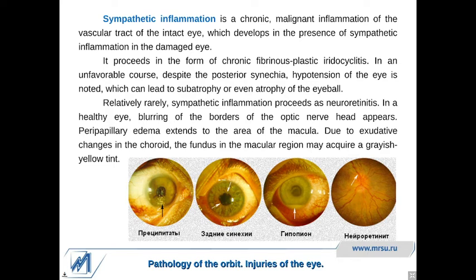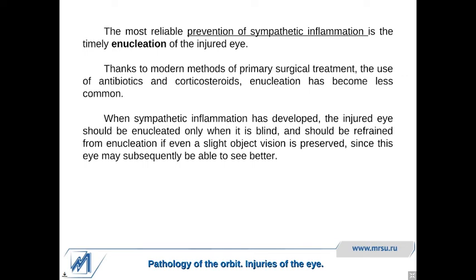Of course, we need to prevent sympathetic inflammation, and it can be done with surgery also. The most reliable prevention of sympathetic inflammation is a timely enucleation of the injured eye. Thanks to modern methods of primary surgical treatment, the use of antibiotics and corticosteroids, enucleation has become less common, but it can be used nowadays too. But now there are a lot of antibiotics and corticosteroids, and surgery isn't needed so often.